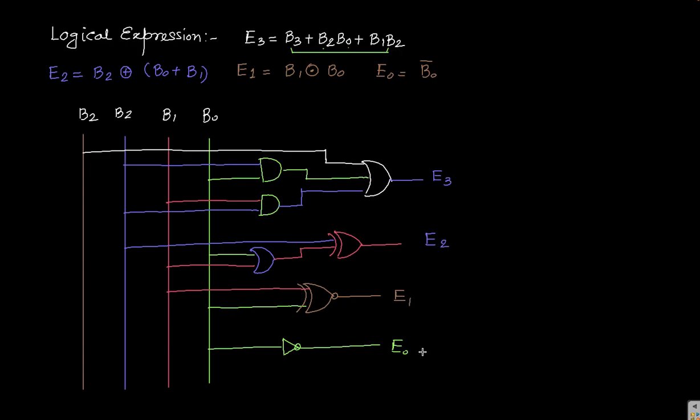So the inputs are B0, B1, B2, B3, and we are getting the corresponding E3, E2, E1 and E0. This is how we can convert the BCD, binary coded decimal, into XS3 code. In the next video we can discuss how the XS3 code can be converted into BCD.